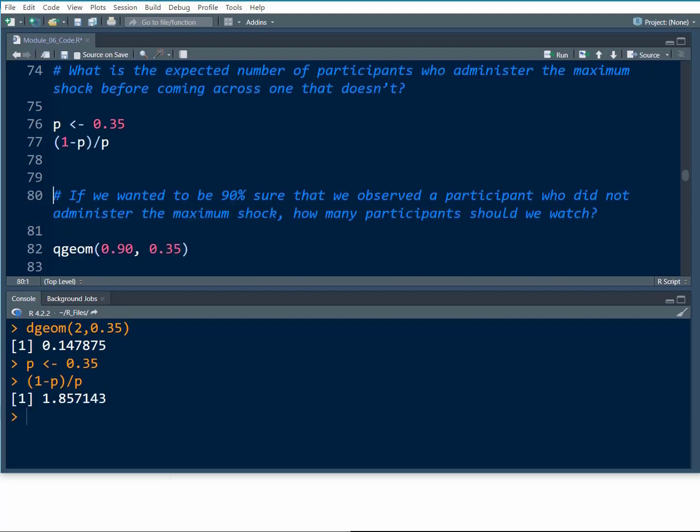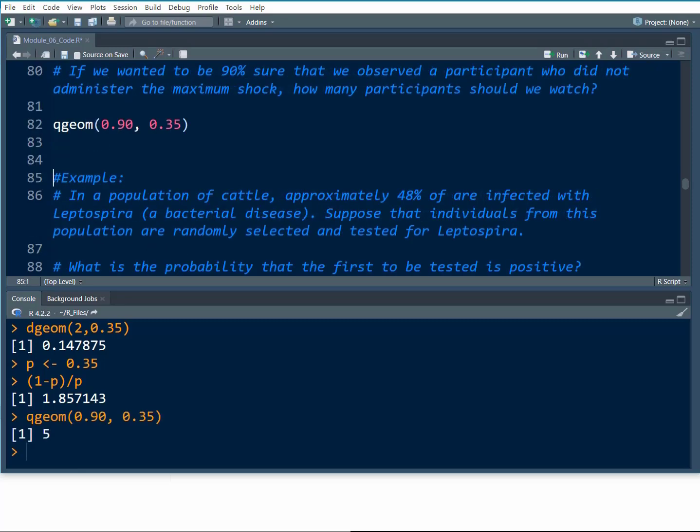If we wanted to be 90% sure that we observe a participant who did not administer the maximum shock, how many participants should we watch? We want the 90th percentile. Using the qgeom command with 0.90 as the percentile and 0.35 as p, we find that we should watch at least 5 participants.